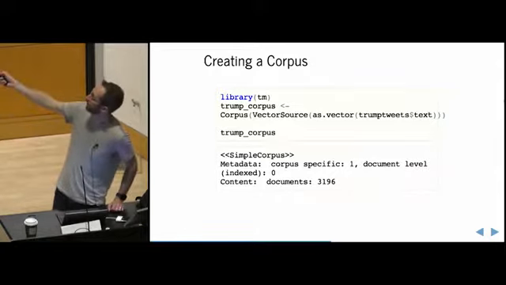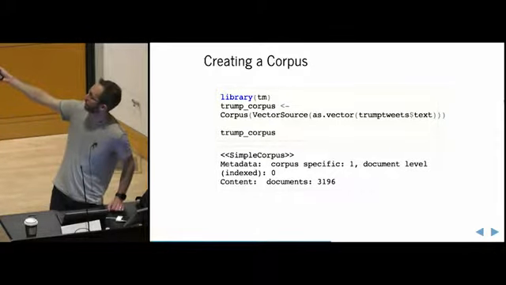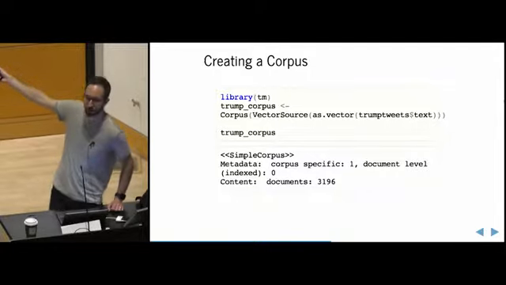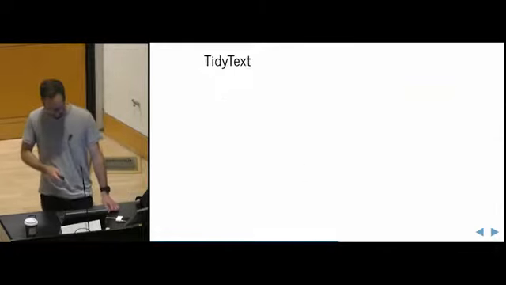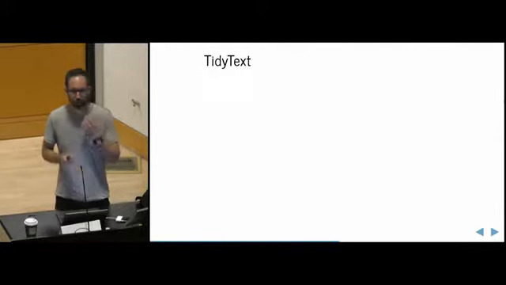And we're creating a new Corpus object called Trump Corpus. And if we browse that, we can see there's 3,196 documents, not 20,000 I mentioned earlier. I got confused. And we see some metadata as well. Not a lot, but a little bit. So that's what a Corpus object looks like.